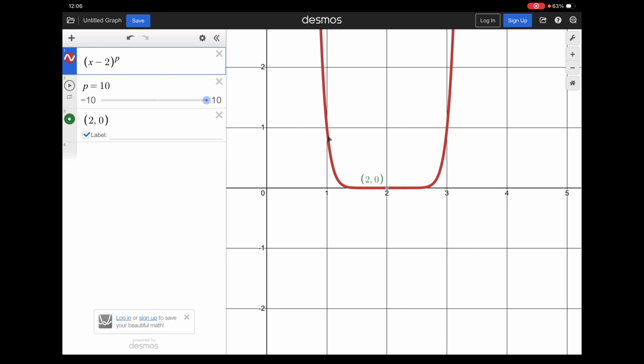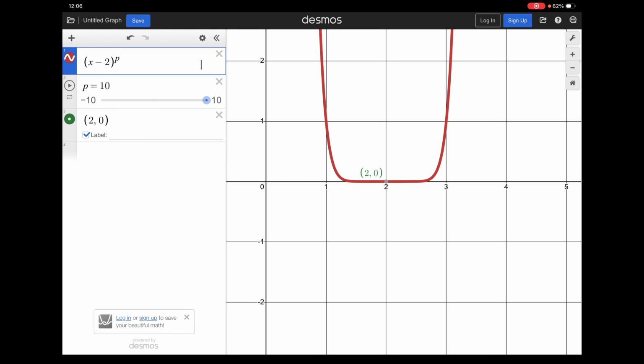Notice that every single point on this graph right here, see if I can find points. Notice that all these y values are all positive. These are positive still. They get very, very close to 0. And then again, when they move away, they become more positive.